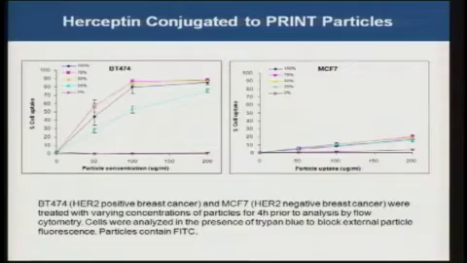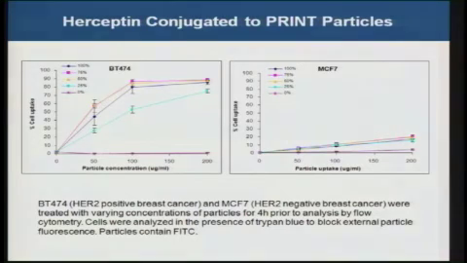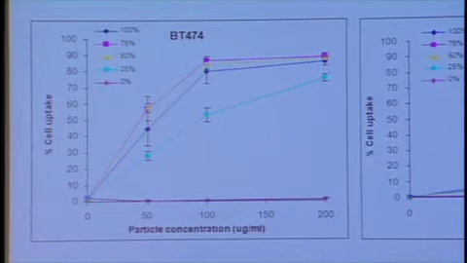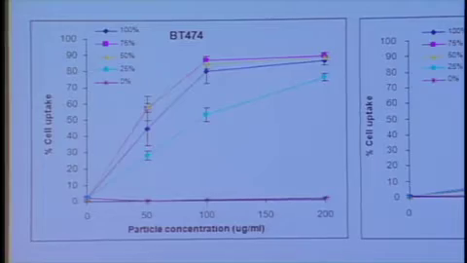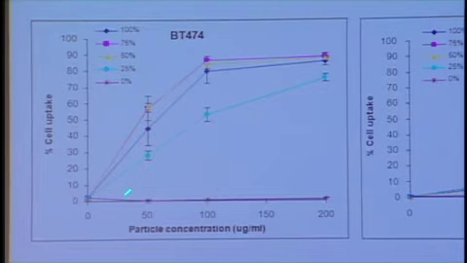So we're beginning to move into various therapeutic approaches. This is Herceptin conjugated onto these particles. When I talk about 0% Herceptin, that's 100% IgG. So we're varying the amount of Herceptin antibody versus an isotype control, just varying the stoichiometry or ratio of these two. When you have no Herceptin, it's 100% IgG.